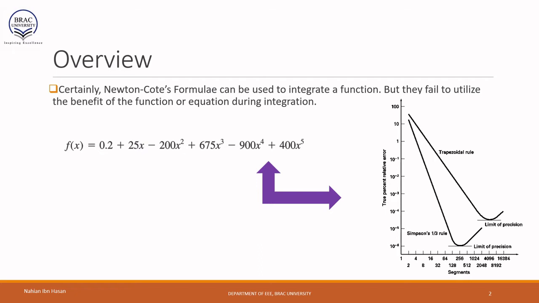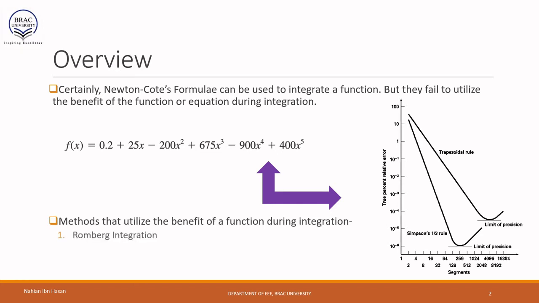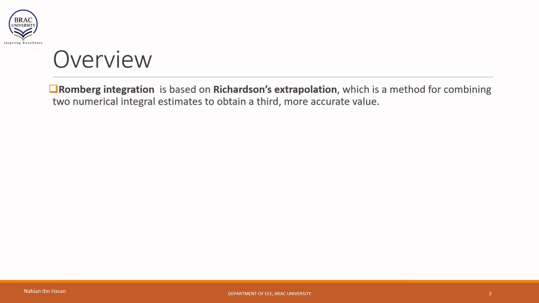Okay, so that's why we need further methods that can actually use the benefit of having a function or equation. These methods include Romberg integration, adaptive quadrature integration, and Gauss quadrature integration. These are the three common methods that are used to find the integration of a function or equation.